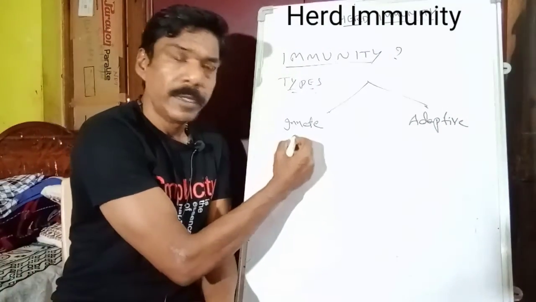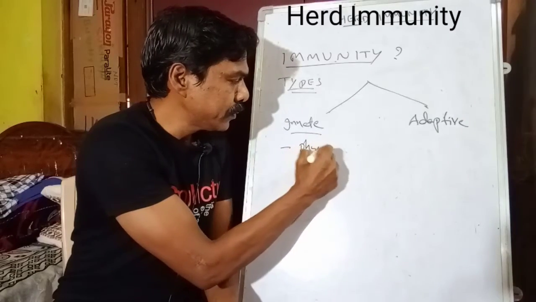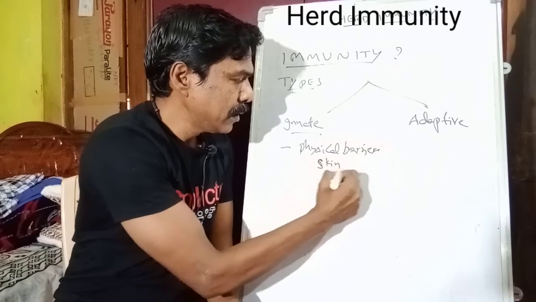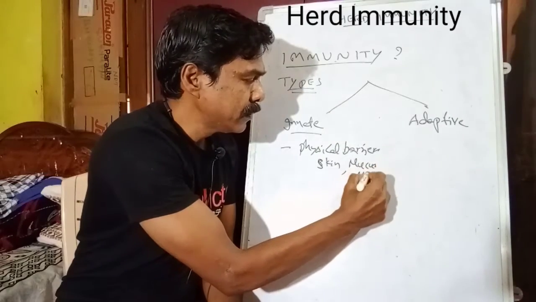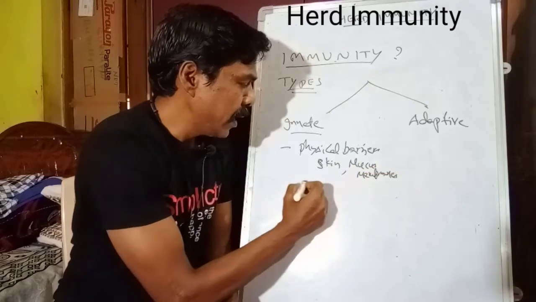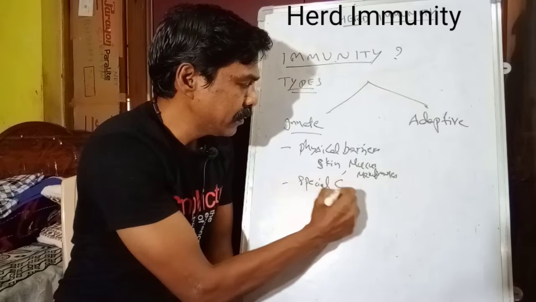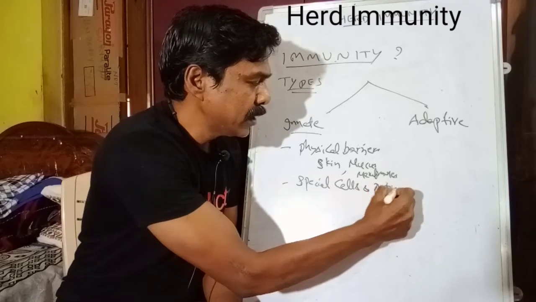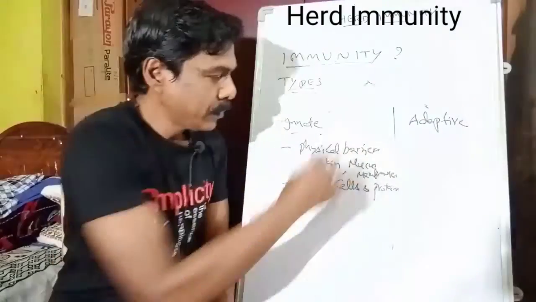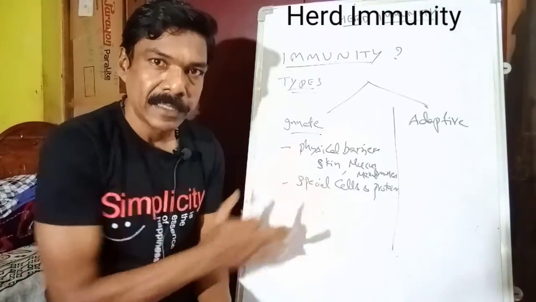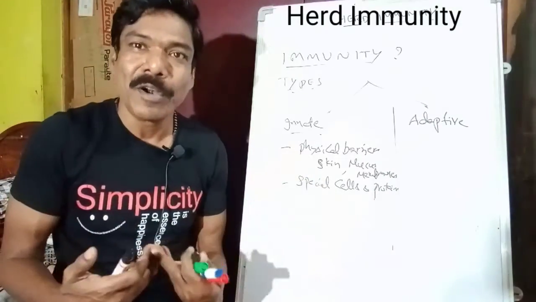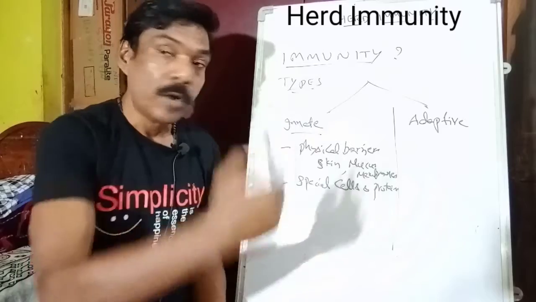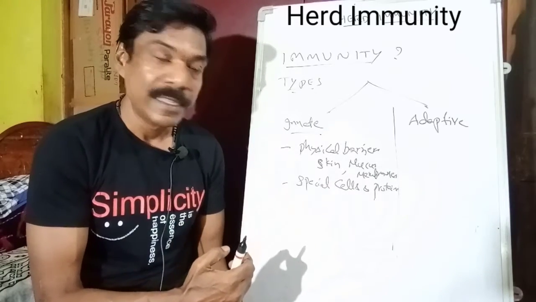So the innate immunity system consists of physical barriers such as skin, mucous membranes, and special cells and proteins, some special proteins. So they make up the innate immunity system. These cells are nothing but some kind of cells present in the body, which are meant for fighting against any foreign bodies that enter to damage the living cells.